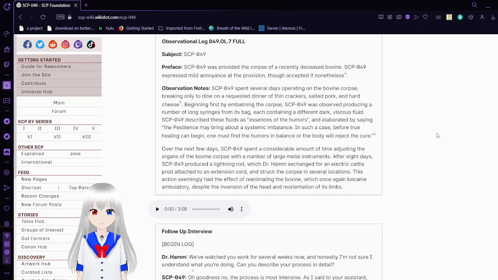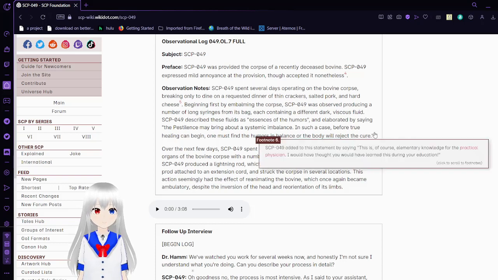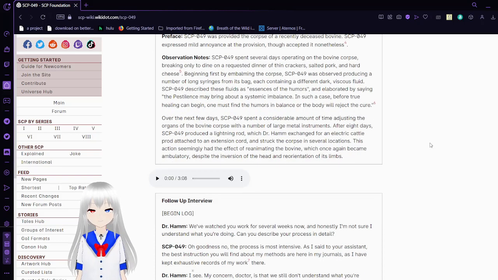SCP-49 described these fluids as essences of the humors, and elaborated by saying the pestilence may bring about a systemic imbalance. In such a case, before true healing can begin, one must put the humors in balance in the body, or the body will reject the cure. It's based on some really old science. SCP-49 added to the statement by saying this is of course elementary knowledge for the practical physician. "I would have thought you'd learned this during your education." Yeah, my history education. Anyway.